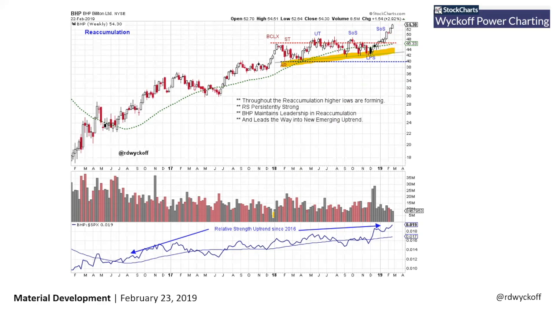And also notice this about the relative strength. Commonly, relative strength will weaken during a reaccumulation, but in this case, it has two flirtations with the moving average. Moving average continues to rise, and so this continues to be on a nice upward trend for relative strength as the reaccumulation is forming.